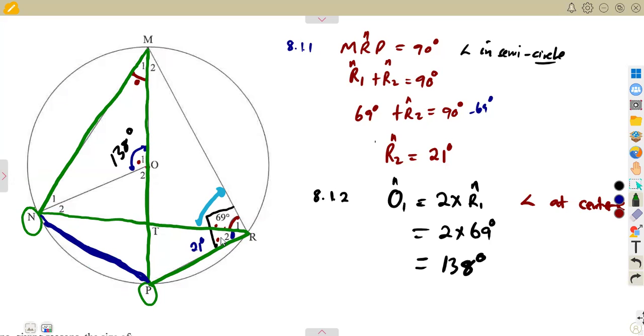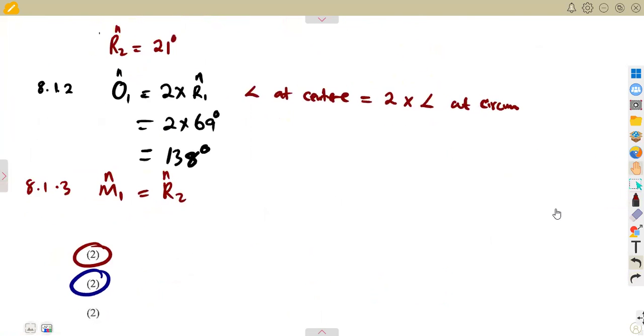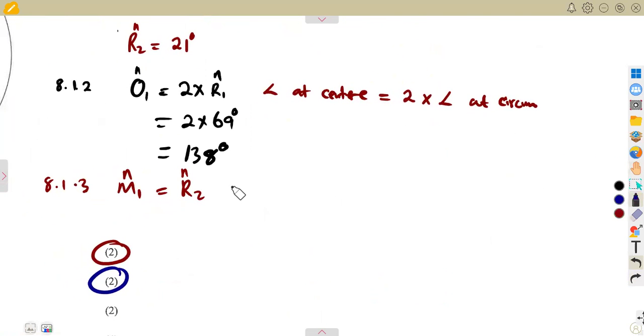It creates two angles at the circumference, R2 and angle M1. So what is the idea there? These two angles are equal, all right? So meaning to say 8.13, our angle M1 is equal to angle R2. That is angles in the same segment, or angles subtended by the same chord at the circumference of the circle. Or you can just write it in short, that is angles in the same segment.